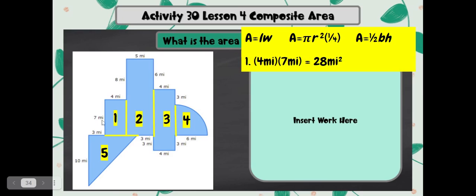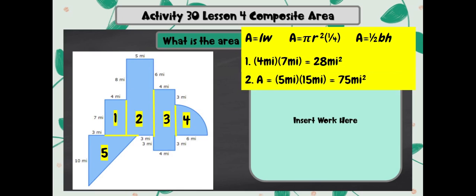And for our triangle down here, we're using 1/2 base times height. The first rectangle, I have a 7, a 4, so 7 times 4 miles is 28 miles squared. For number 2, I know that this yellow line that I drew is 7 miles because this line over here is 7 miles. Then we have 8 more miles. So I'm going to have 5 times 15, which is 75 miles squared.